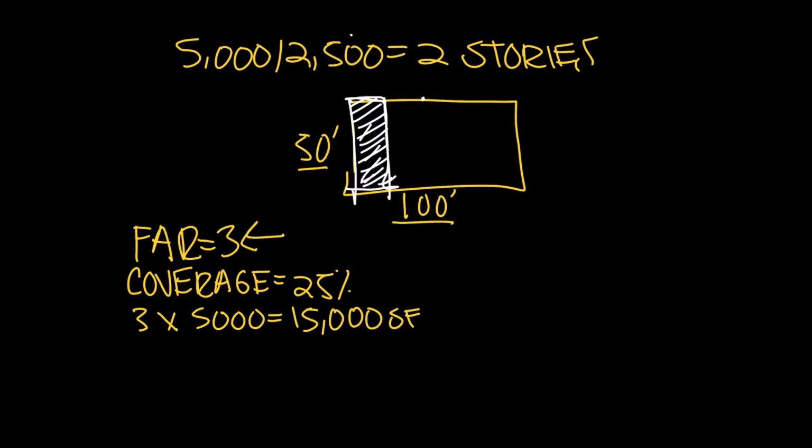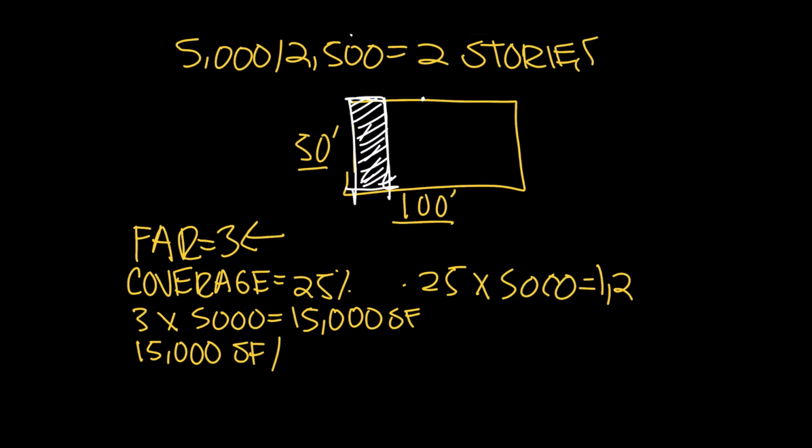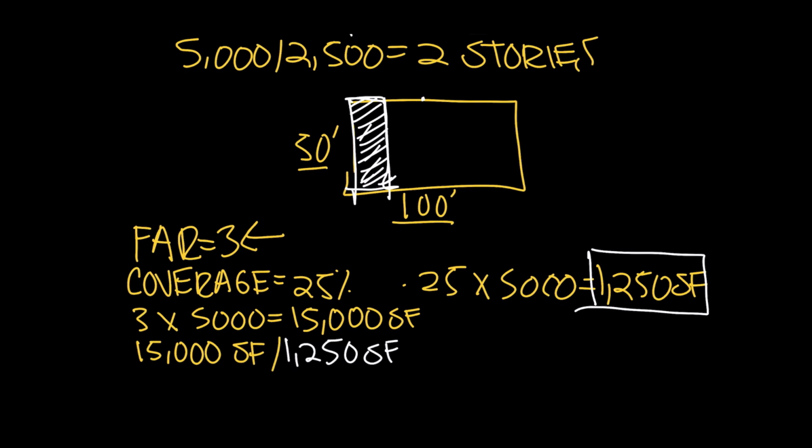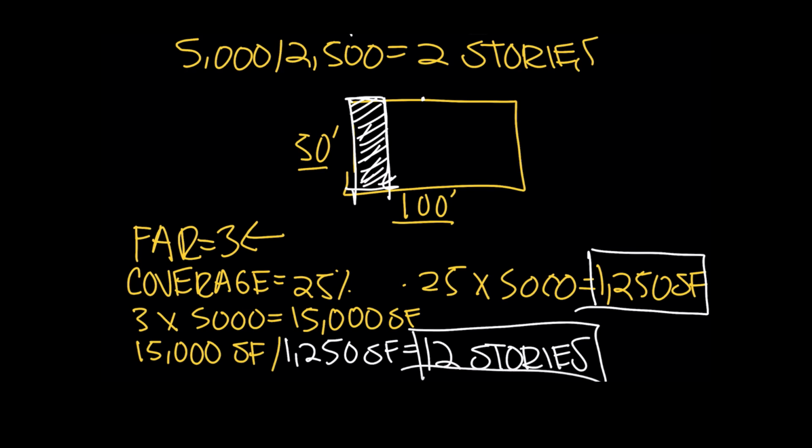So if we want to achieve that maximum 15,000 square feet, all we have to do is take 15,000 square feet divided by 25% of 5,000. We can do that math right here, so 0.25 times 5,000 equals 1,250 square feet. So that is actually our building footprint. And so if we want to maximize our building area of 15,000, we would do 15,000 divided by 1,250 square feet, and that equals 12 stories. We would have to make our building 12 levels, or 12 stories tall, in order to maximize our buildable area with a building footprint of just 25% on this lot.